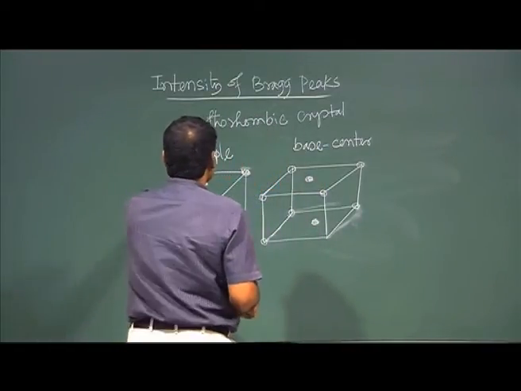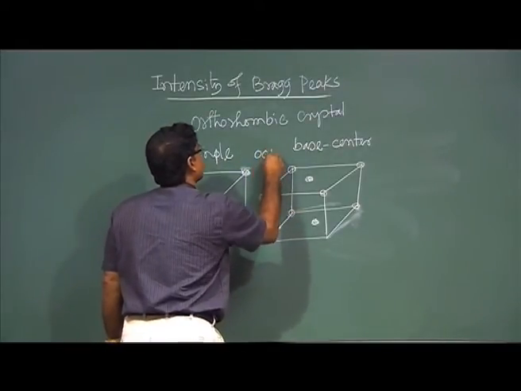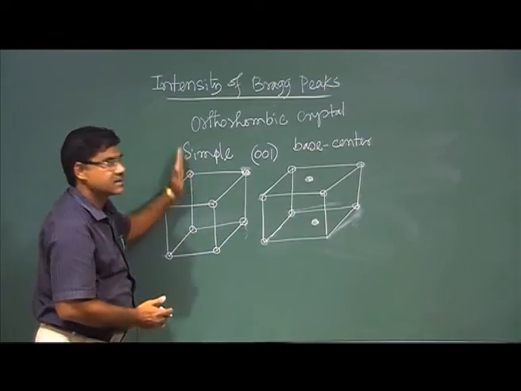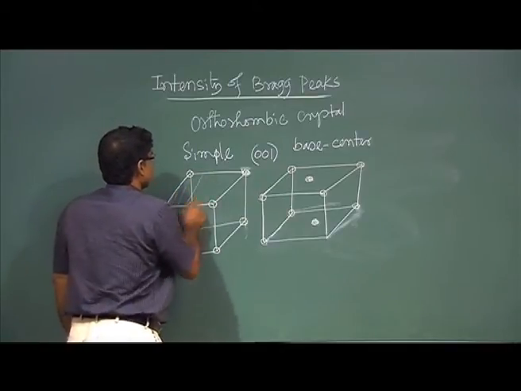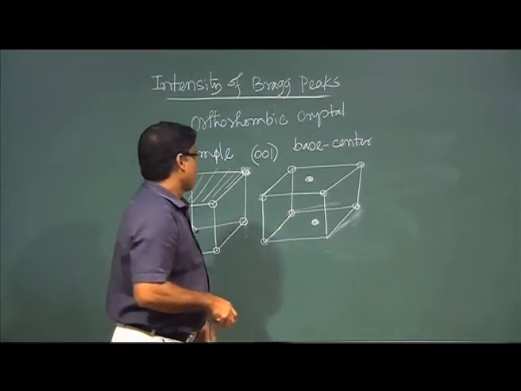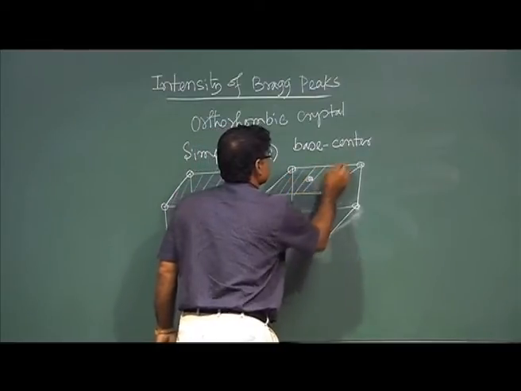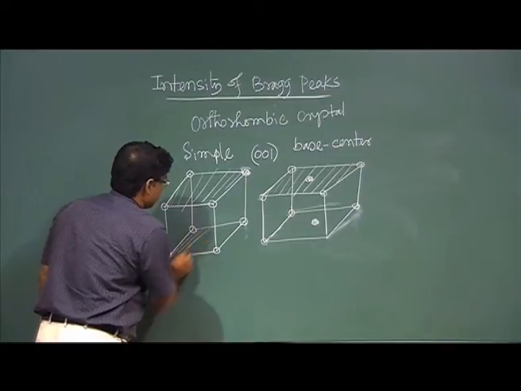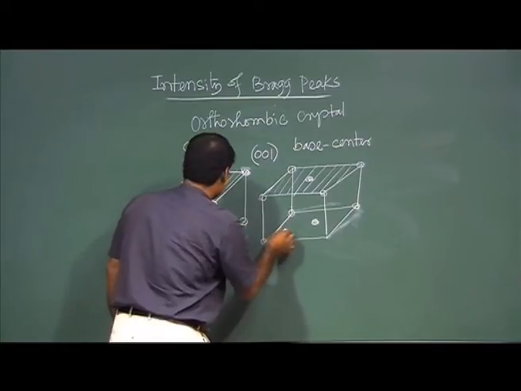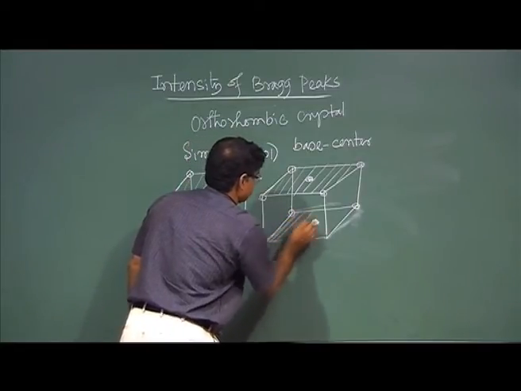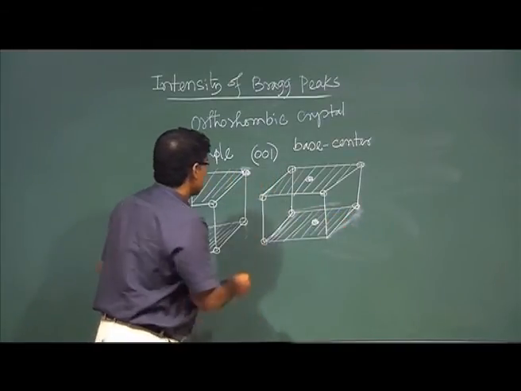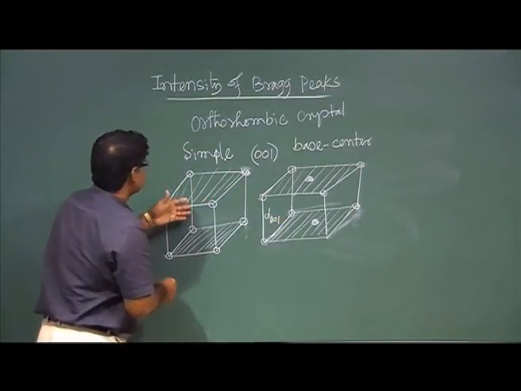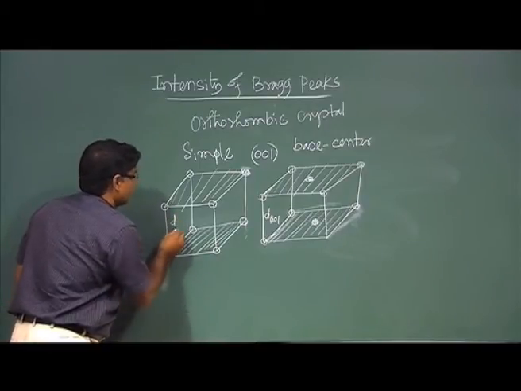Now, if you consider the 001 plane, with C as the axis, this is the 001 plane, and here also a 001 plane. The separation between these two planes is d001, and here the separation is also the same d001.